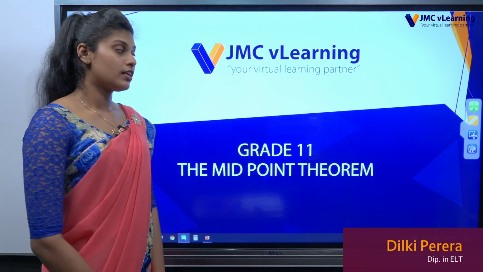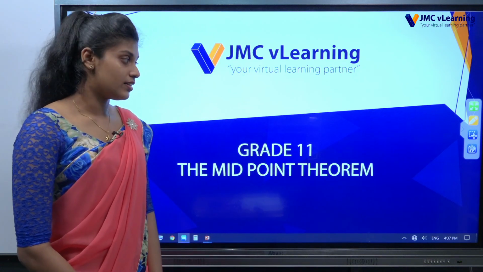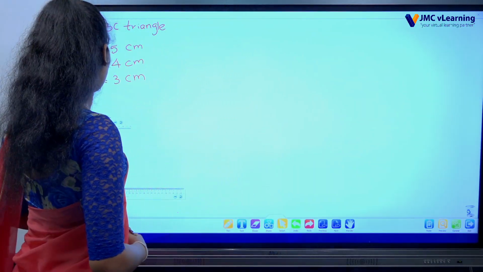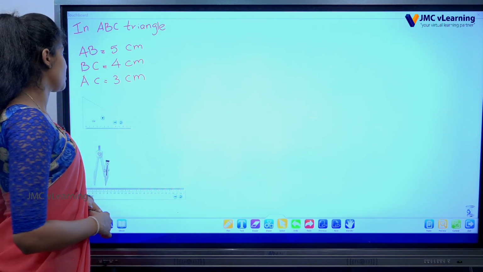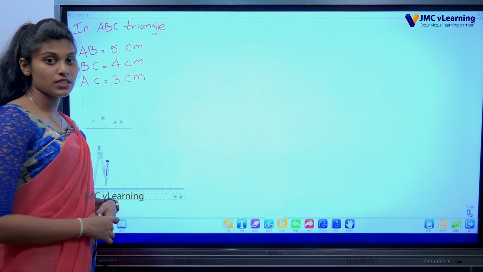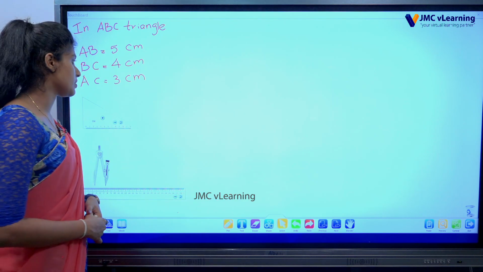First, tell me what is the figure that has three sides? It is, we are calling as the triangle. Let's draw ABC triangle. AB length is 5 cm, BC length is 4 cm and AC length is 3 cm.